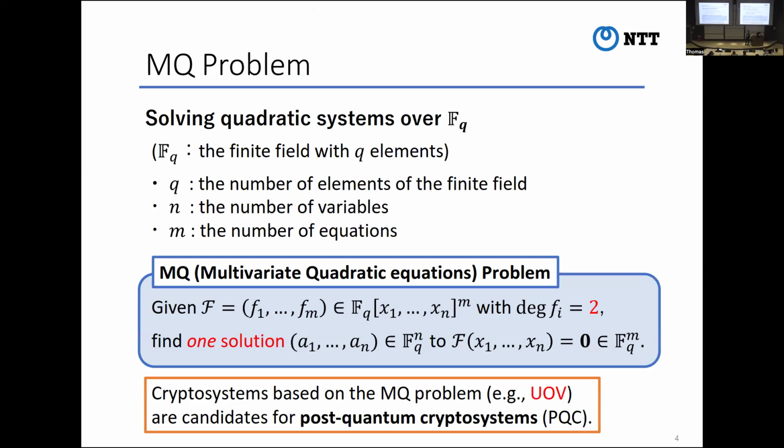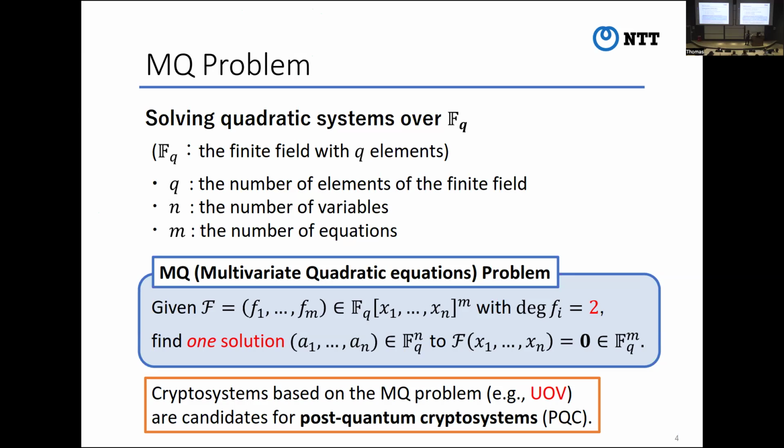The MQ problem is a problem of solving quadratic systems over F_q, which denotes the finite field with q elements. We set these parameters n and m as the number of variables and equations, respectively. Then the MQ problem can be written like this. Given a quadratic system F composed of m quadratic polynomials f1 to fm in F_q[x1, ..., xn], we find one solution (a1, ..., an) such that F(x1, ..., xn) equals zero.